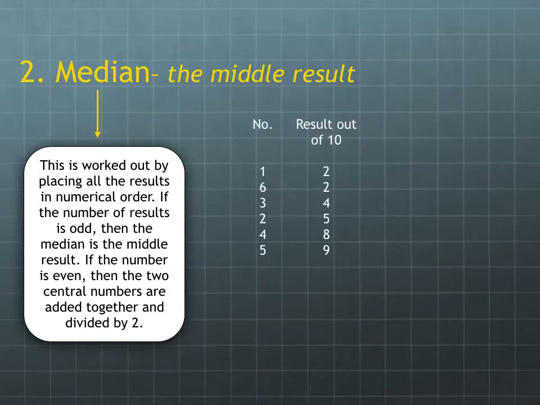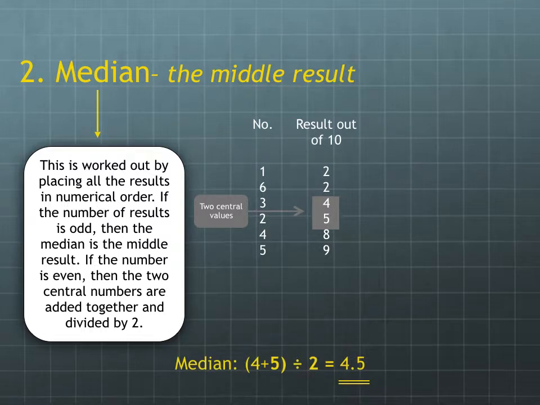So we take the same set of results as we had before. The only difference is now you'll notice that it doesn't go down 1, 2, 3, 4, 5, 6 for the learners. It's changed because we have now ordered the results in numerical order. So you'll notice the results go from 2 up to 9. To calculate the median in this case, we're going to look at the two central values, and in this case it's 4 and 5. We're going to add these two together, so 4 plus 5, divide by 2, and that gives us 4.5. So our median in this case is 4.5.